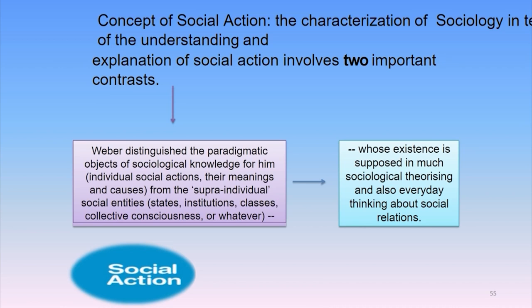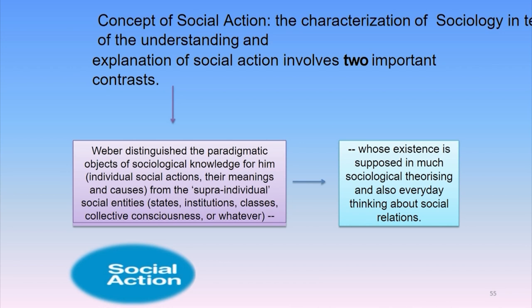What kind of two important contrasts? An important contrast between the paradigmatic objects of sociological knowledge for Weber on the one hand and supra individual social entities on the other. What are those paradigmatic objects of sociological knowledge for Weber?